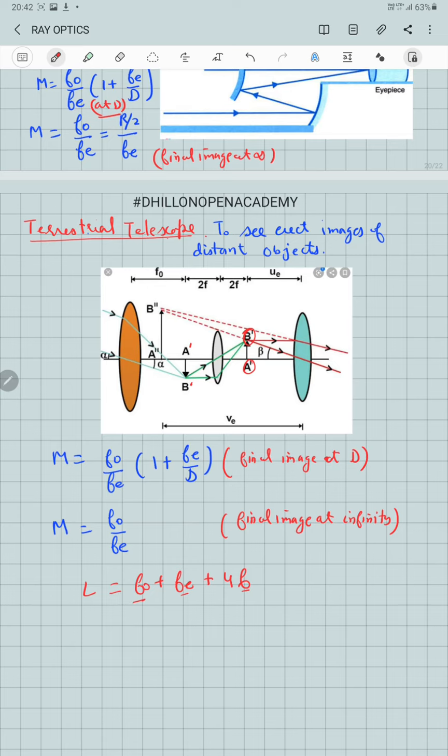Second, due to the reflections taking place at the surface of the erecting lens, the intensity of the final image decreases. So in this case, the final image observed may be slightly dull in brightness.